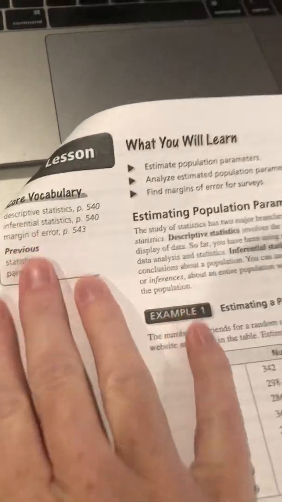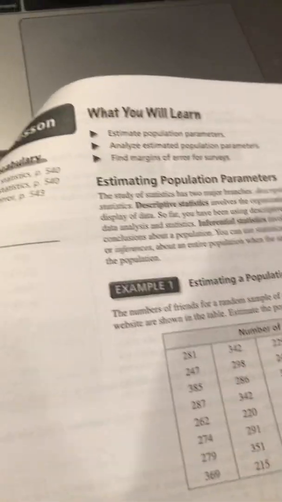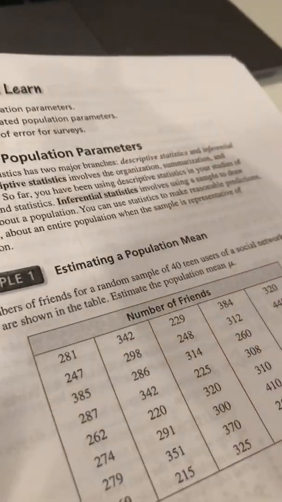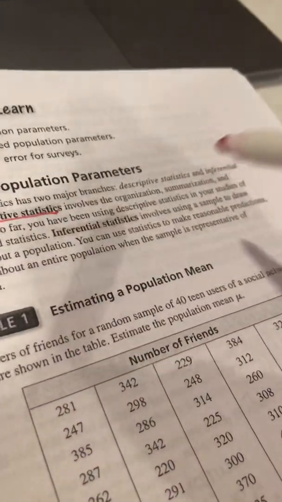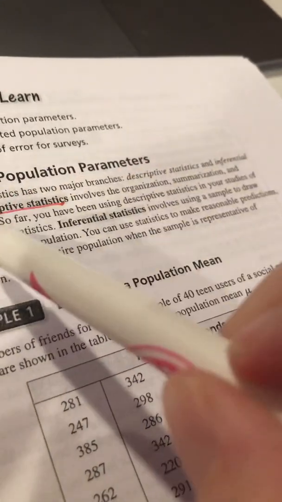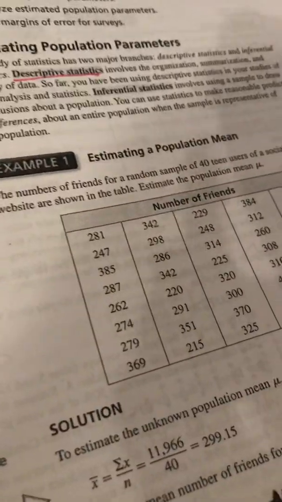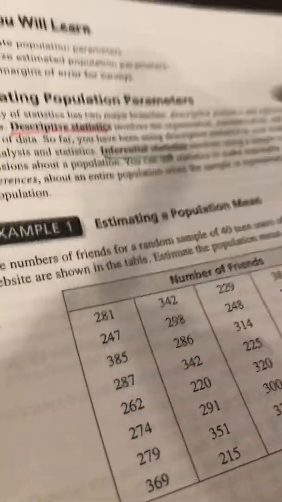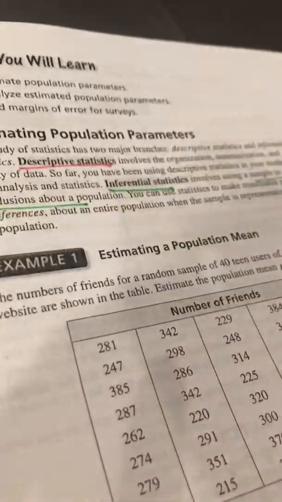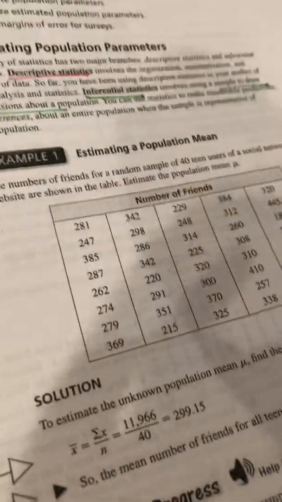Today is about population parameters, which is descriptive and inferential statistics. Ooh, that's a mouthful. Descriptive statistics involves an organization, summarization, or display of the data. So this is a display. It's the descriptive statistic. And then the inferential means using that to draw conclusions. So using this data to draw conclusions.